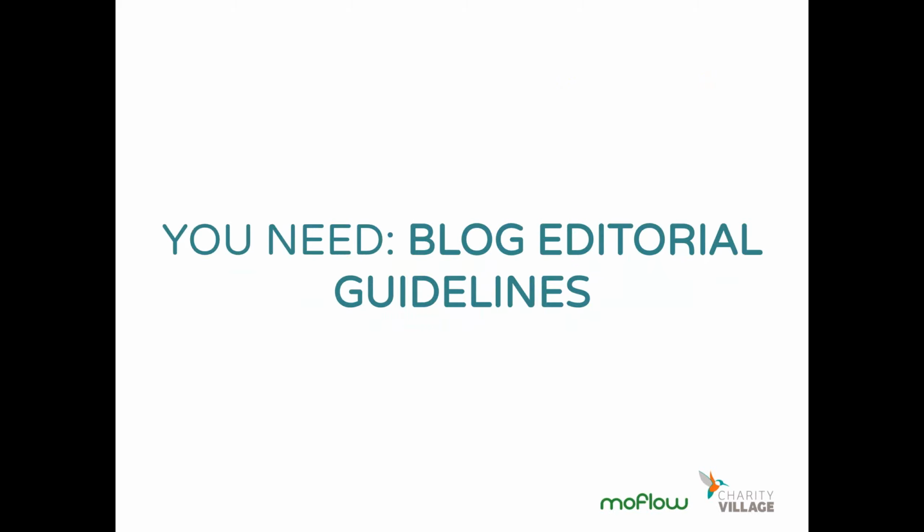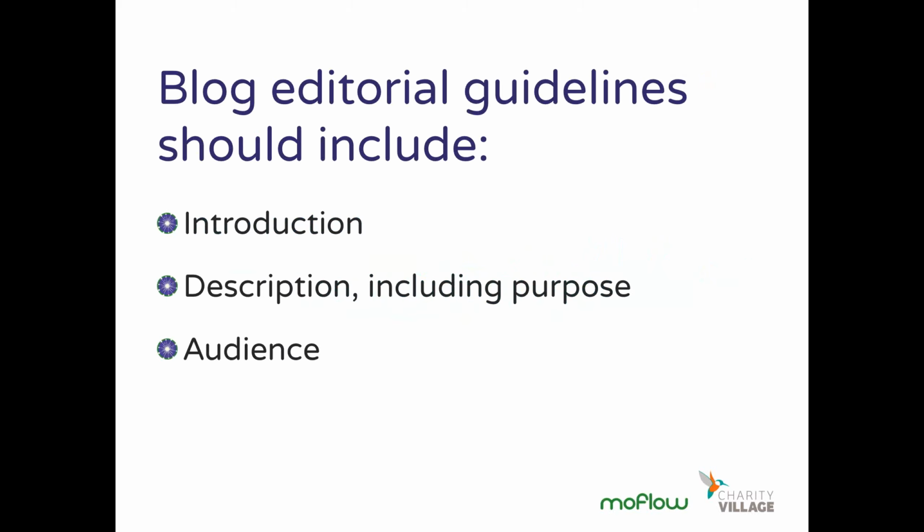So blog editorial guidelines should include an introduction to the guidelines, followed right away by a description of your blog, including your blog's purpose. So we've already talked about the importance of defining a purpose for your blog. Once you've defined that, include it in your blog's description. You're going to describe the target audience for your blog. So once again, we talked about how important that is. And it's important in your guidelines because when your authors write with a very specific audience in mind, they are more likely to create consistent content and content that is tailored to the needs and interests of your readers.